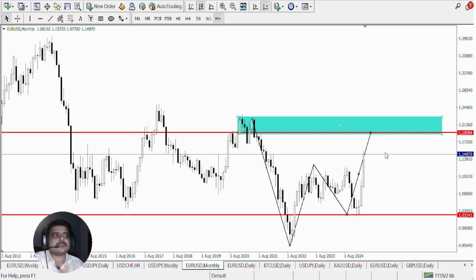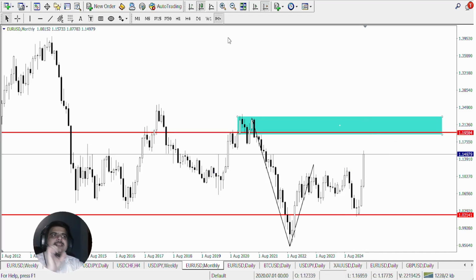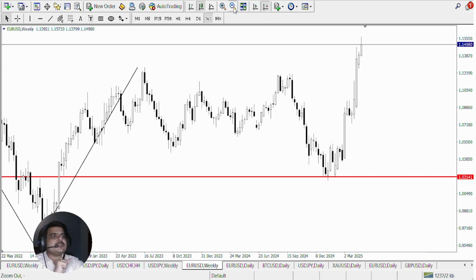Now I say we don't get such setups every day. So what should we do then? I say, okay, we are now sure that on the monthly the market is going to do this. What we can do is move on to the weekly.